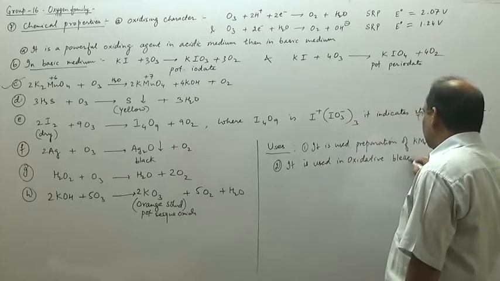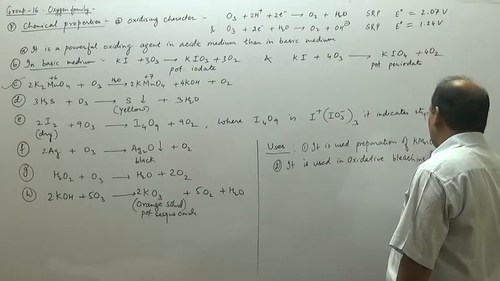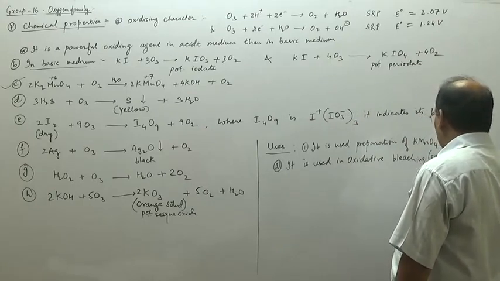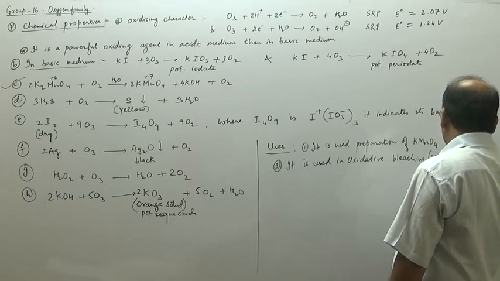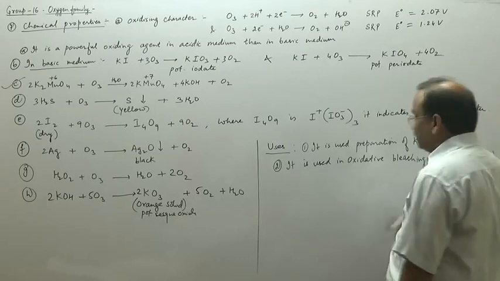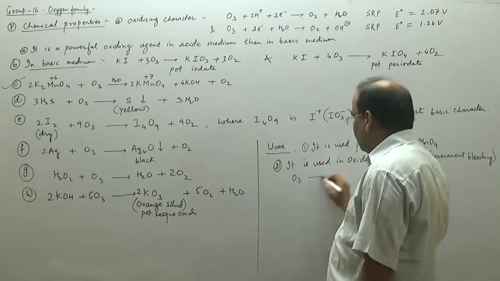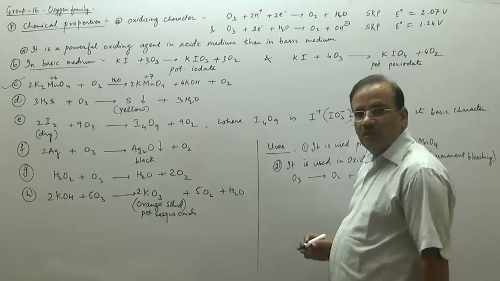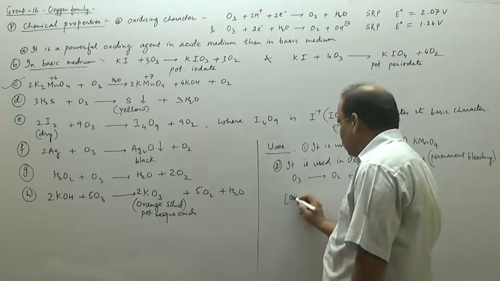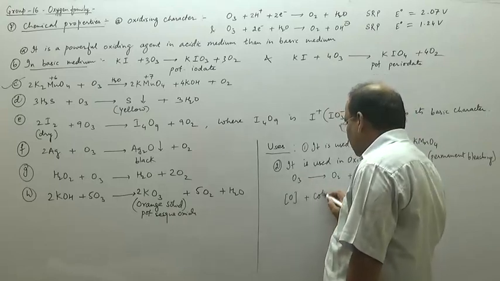That is a permanent bleaching. We used to say permanent bleaching. So if I write it, O3 gets decomposed to form O2 plus O, nascent oxygen. This nascent oxygen which is formed will react with the colored matter.